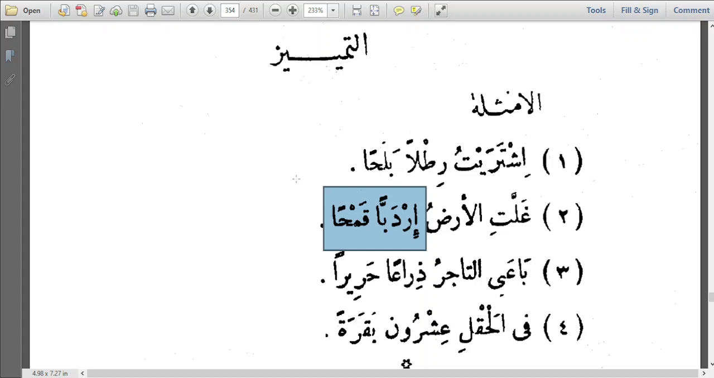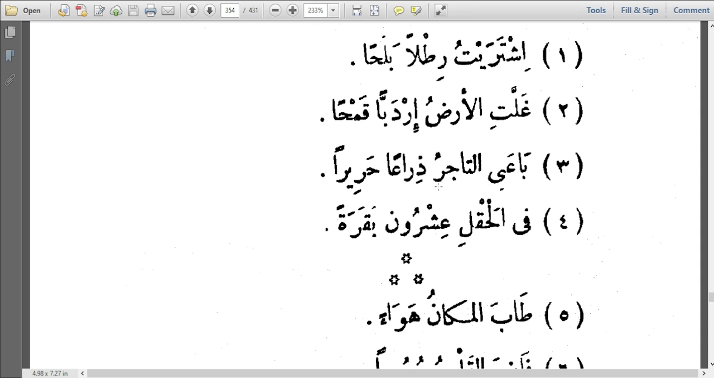What he intends by the sentence is differentiated from anything else. So now we know what he means by the measure irdab. And then he says, Ba'ani attajiru dhira'an hariran. The trader sold to me. Ba'ani, the trader sold to me. Dhira'an, cubit. So he sold to me a cubit.